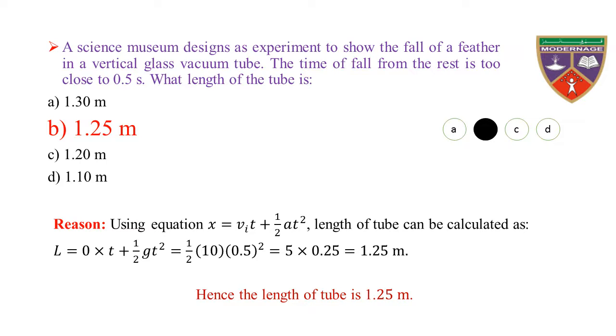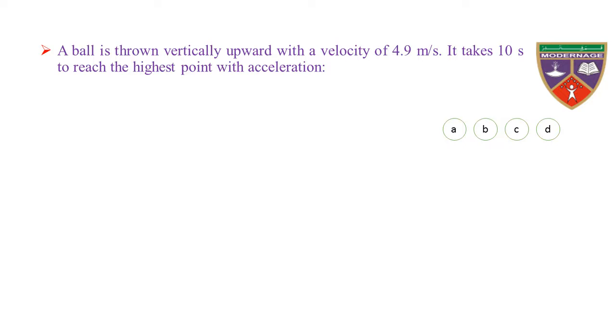1.25 meters. A ball is thrown vertically upward with a velocity of 4.9 meters per second. It takes 10 seconds to reach the highest point with acceleration. Option A, 4.9 meter per second square. Option B, minus 4.9 meter per second square. Option C, 9.8 meter per second square.